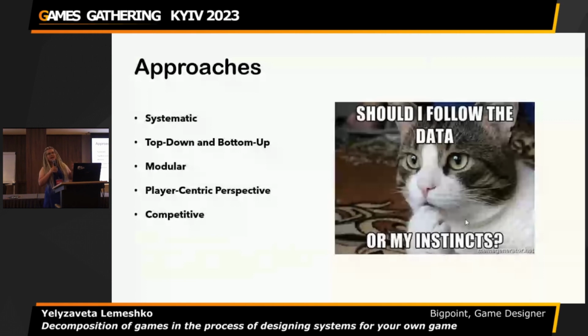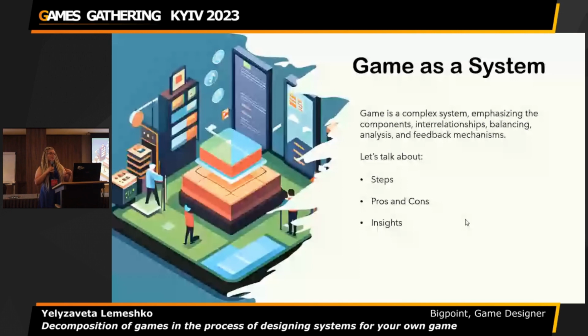Well, we will discuss the next approaches. They may use the same structure, but I hope you will find one of them new, because I'm sure there are a lot of game designers here who are already using game decomposition. The approaches that we will discuss today are systematic, top-down and bottom-up, modular, player-centric, and competitive. And they use different layers of the gameplay, right? You can use one of the techniques after the lecture or continue using them, or you can combine them, or during the lecture you can understand what you are using now, what is working, what you know already, and what is new for you. So we will start with the game as a system.